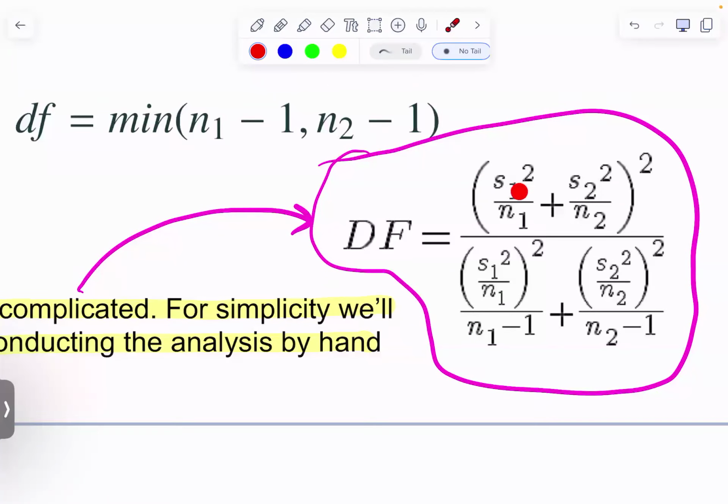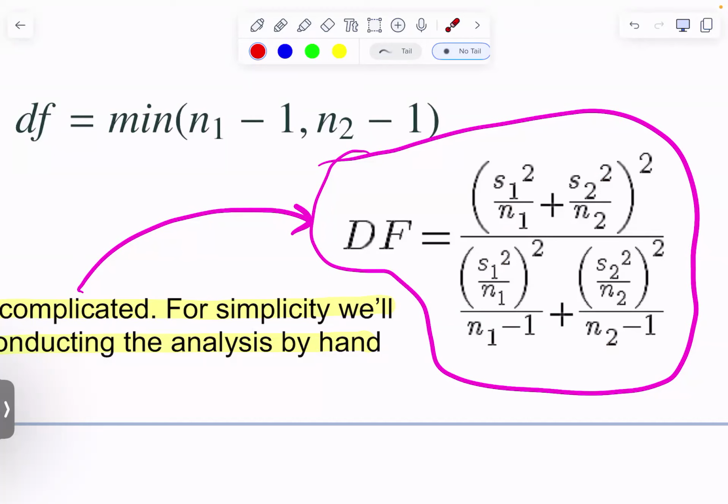Well, I'd have to give you S1, right? Square it. I have to give you N1 already, so you have that information. S2, same thing. You have that information. N2, fine, you have that information. S1 again, N1 again, N1 again, S2 again, N2 again, N2 again. You have all these components, right? But look at all that work. That's brutal. We don't do that.